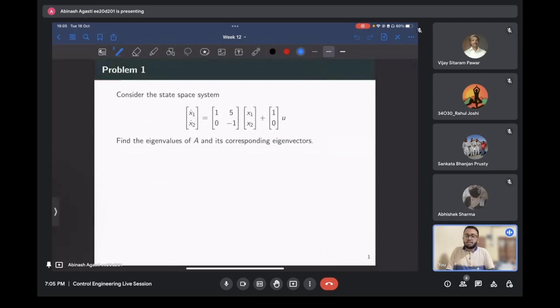So, first, consider this state space system given to us: A matrix, B matrix, right? Find the eigenvalues of A and its corresponding eigenvectors. So, can one of you tell me how do I find out the eigenvalues and vectors of a given matrix? This 2 cross 2 matrix here, for example. What is the definition of an eigenvalue and an eigenvector?